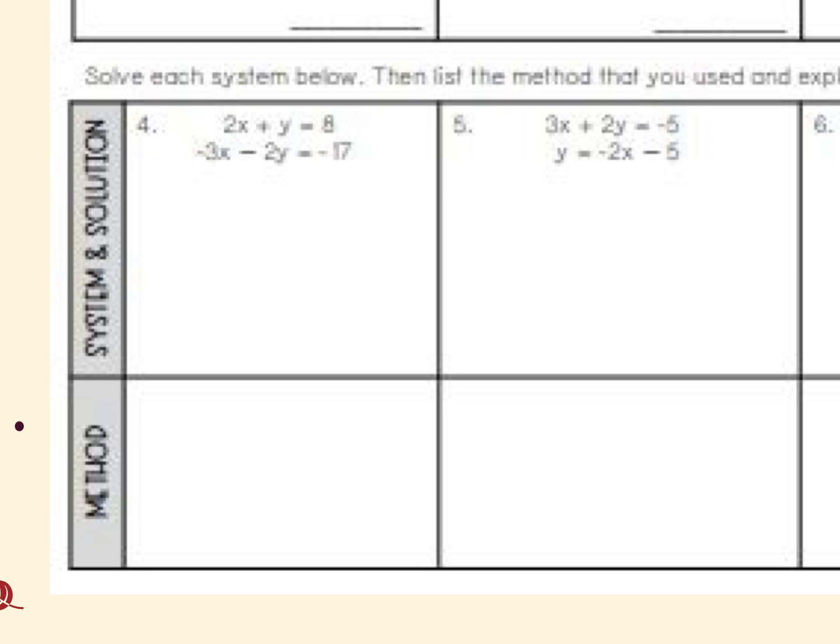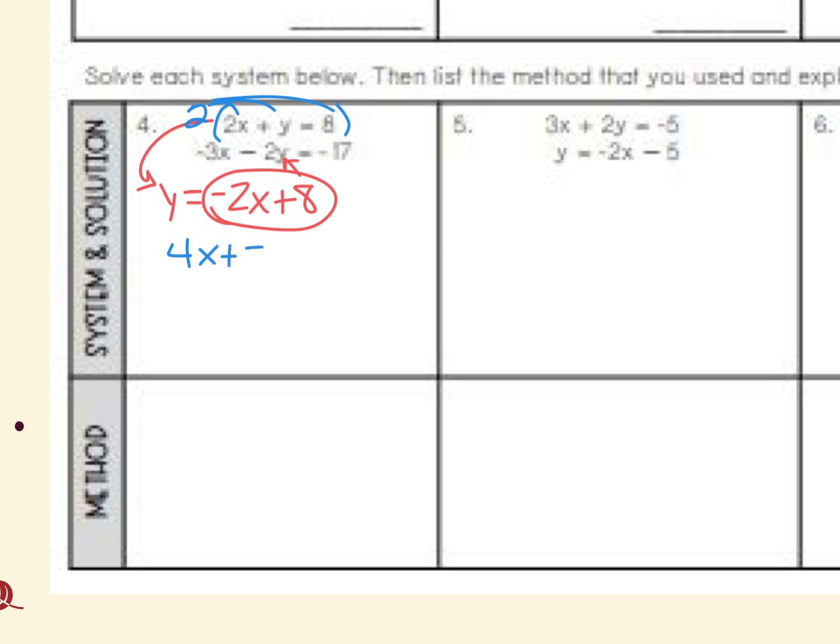Subtract 2x from 8. Okay, so on this first one, you're wanting to subtract the 2x. So you get y equals negative 2x plus 8. Do you agree with that? That's one way we could do it. And then we could do substitution. If you did not want to do it that way, could we also multiply this top one by 2? Yes. And then you get 4x plus 2y equals 16, and we kept the bottom one the same. And then we could do elimination.